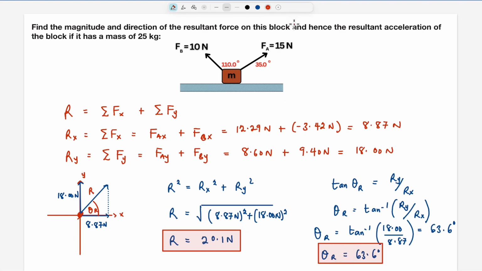All right. So we found the resultant force and then we found the direction of this resultant force. However, this is not the end. We can see that the problem says we should find the resultant acceleration of the block if it has a mass of 25 kilograms. So for the acceleration, we know that Newton's second law says that the net force is always equal to the mass of the object times the acceleration of the object. And this net force is what we just calculated on the block as the resultant force. So it's going to be R equals ma.